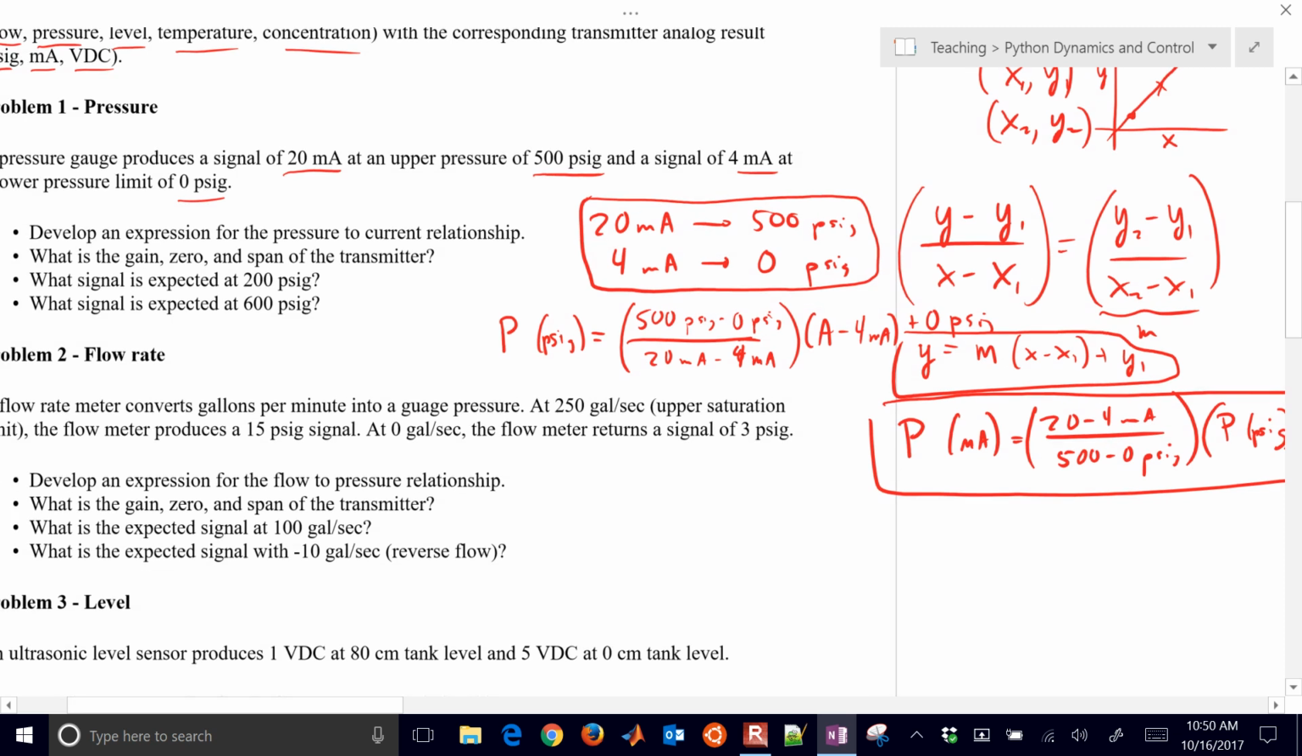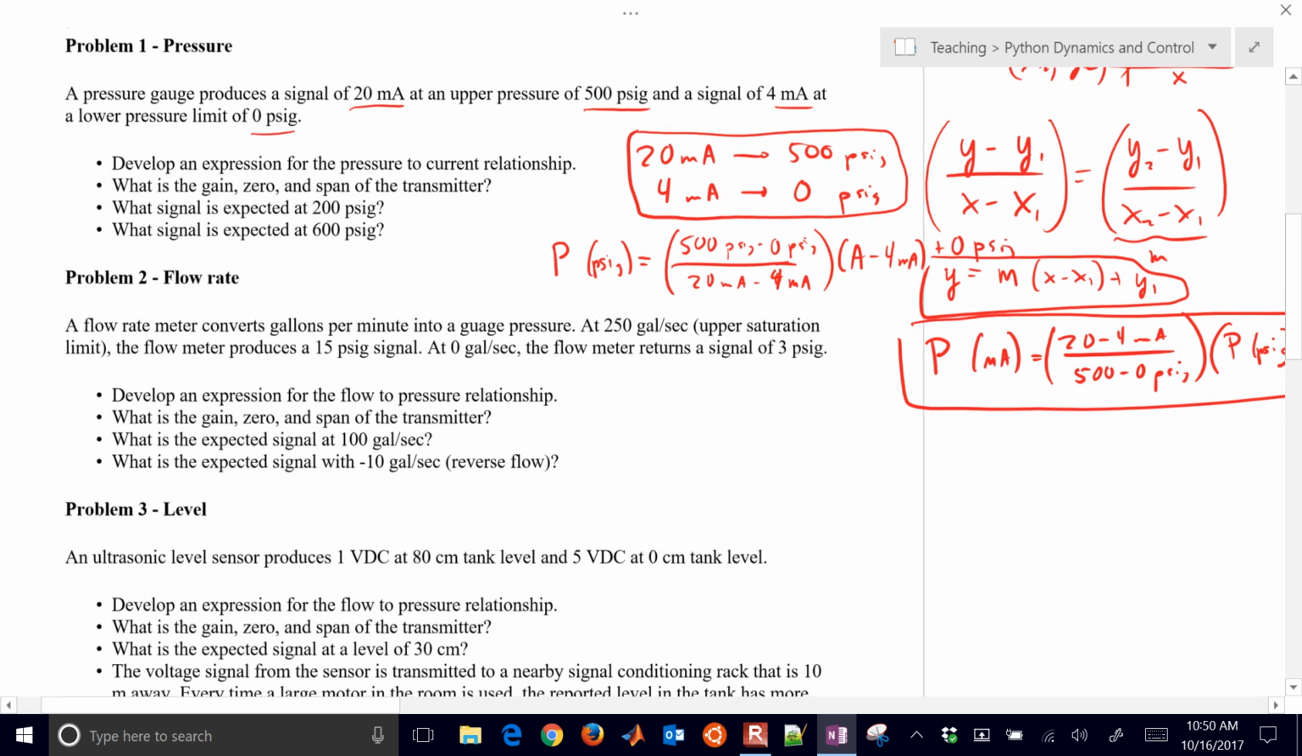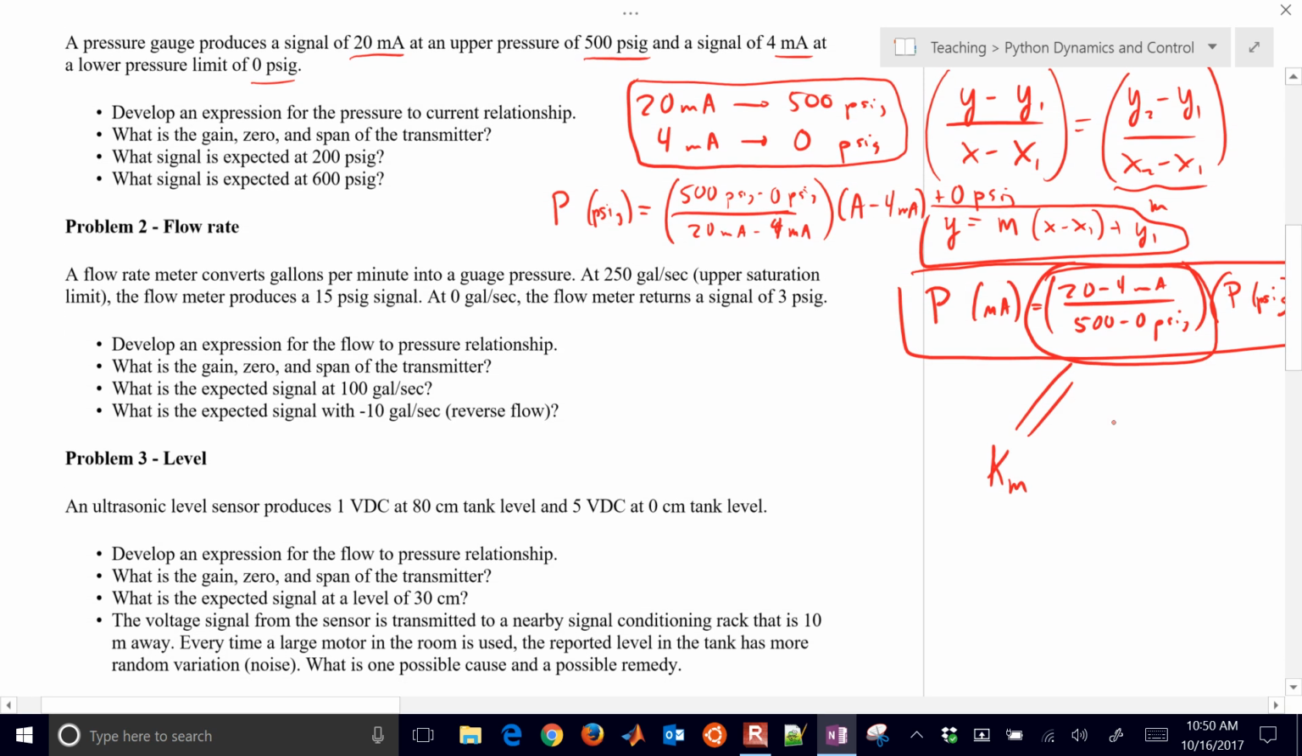Now, when I talk about the sensor, we're going to be sensing the psig, and we want to come up with the gain, zero, and span of the transmitter. So in the case of this right here is our gain, our Km value. Gain is often our K, and then subscript in this case is M for our measurement. And then the zero value is the lowest value that it can measure. And there is our zero right there, 0 psig.